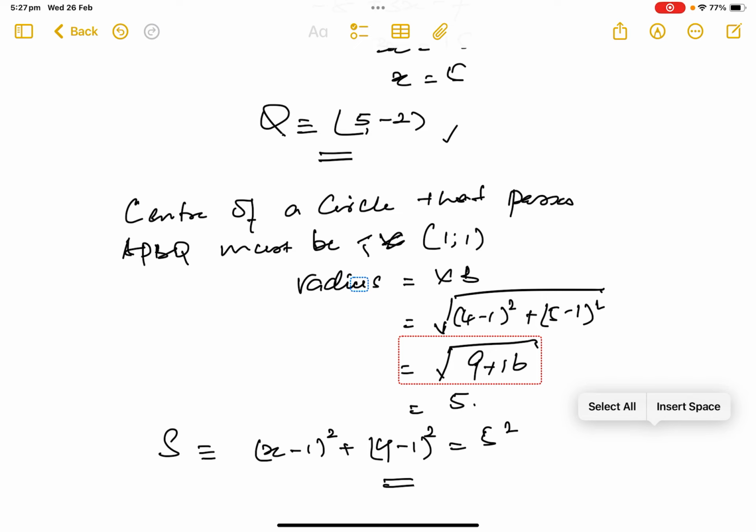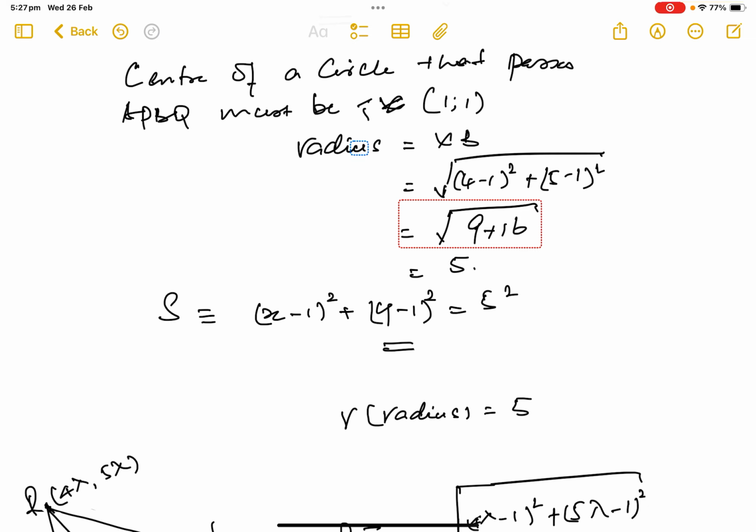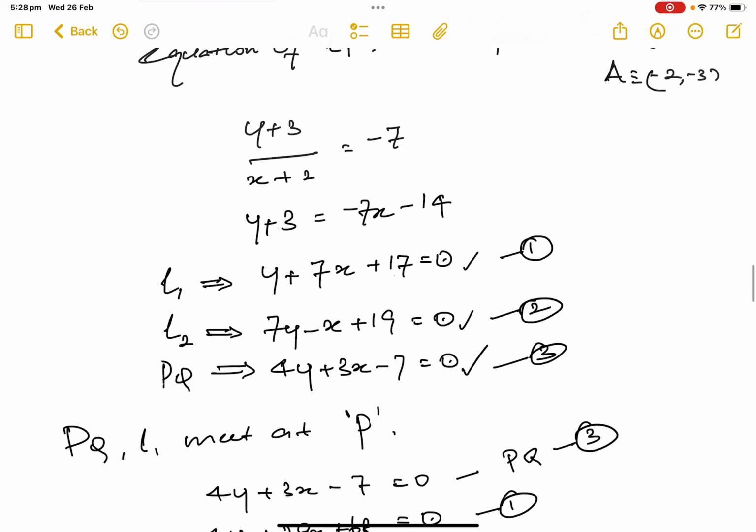So B coordinates: 4 minus 1 squared plus 5 minus 1 squared. 4 minus 1 is 3, 3 times 3 is 9. 5 minus 1 is 4, 4 times 4 is 16. 9 plus 16 is 25. Square root of 25 is 5. So the circle equation is x minus 1 squared plus y minus 1 squared equals 5 squared, the radius squared. That's done.